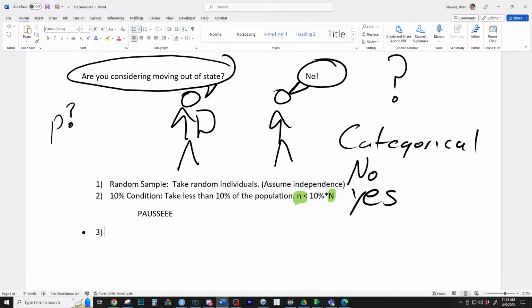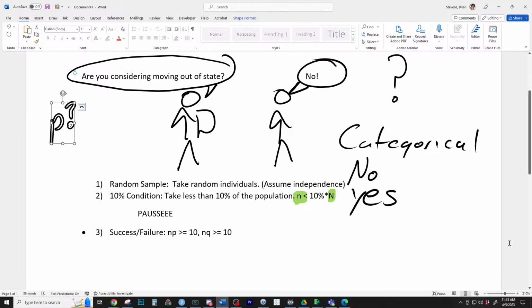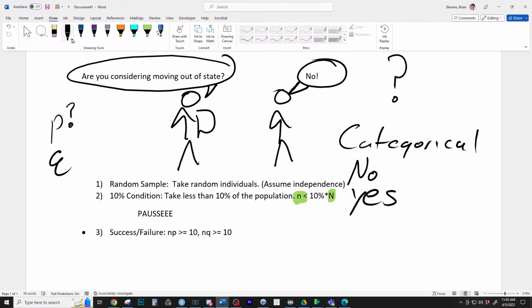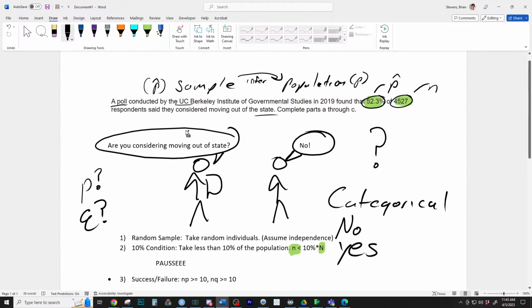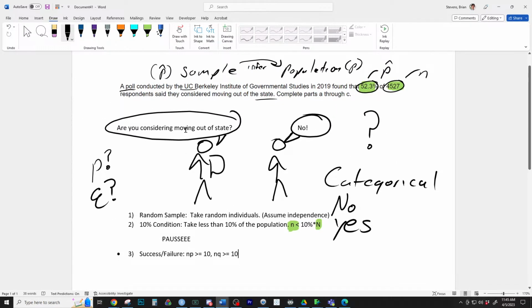Okay. Third condition. Good. Is success, failure right here. And that means we need at least 10 successes, at least 10 failures. And the problem is we first learned this condition as np is greater than or equal to 10, and nq is greater than or equal to 10. But here's the thing, we don't know p, and if we don't know p, we don't know q. We don't know the truth. We're trying to infer the truth from a sample. So we have no idea what the truth is.